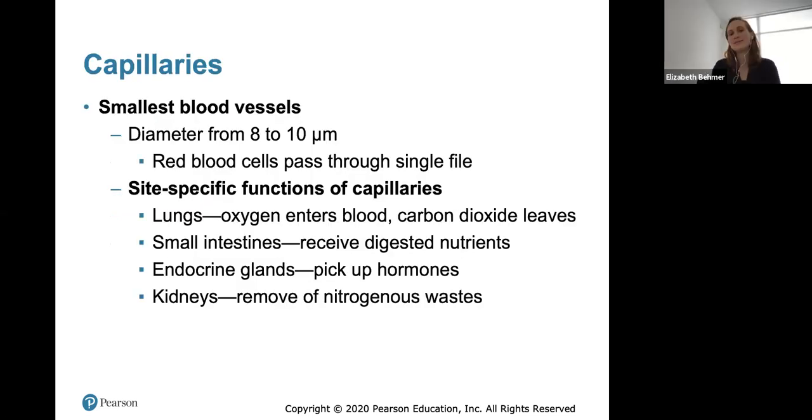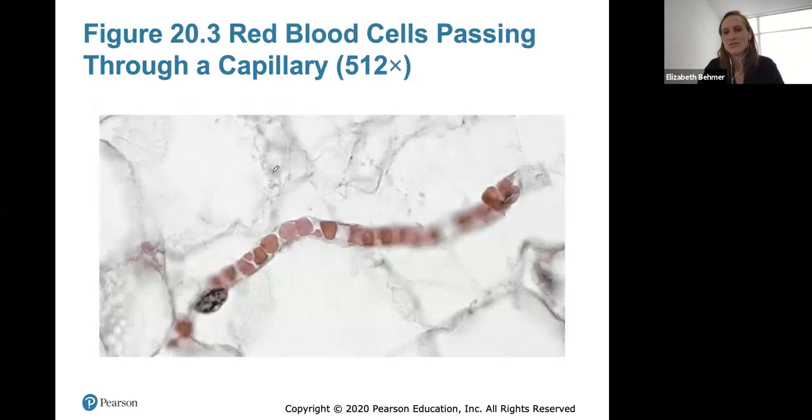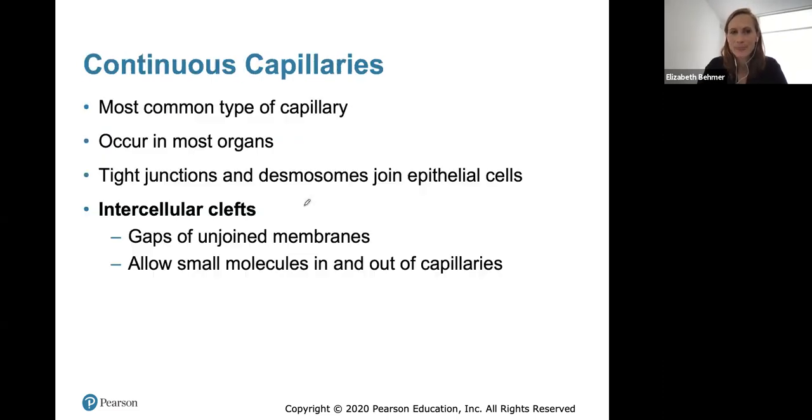Capillaries are the smallest blood vessels. There are site-specific functions of capillaries. In the lungs, oxygen will enter blood and carbon dioxide leaves. The small intestines, the endocrine organs, and the kidneys all have different functions of the capillaries depending on where they are. The diameter is so small that red blood cells will pass through in a single file line, and you can see a capillary here with red blood cells passing through.